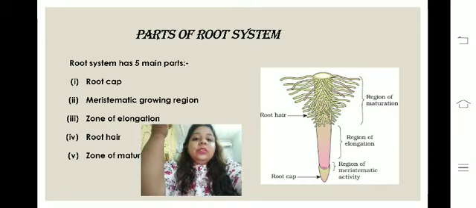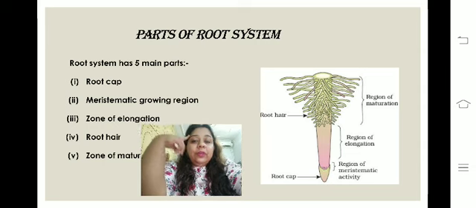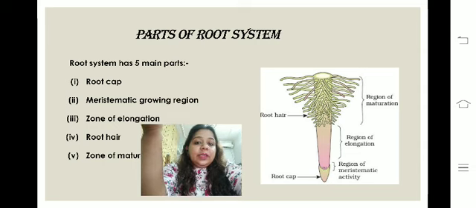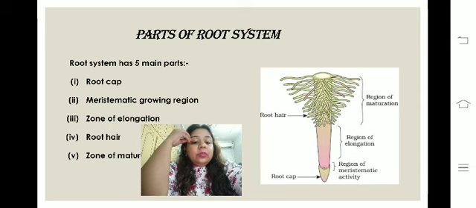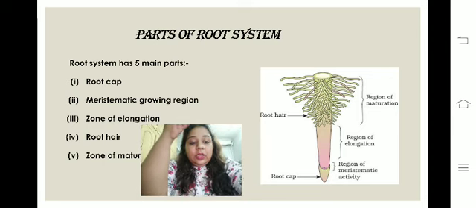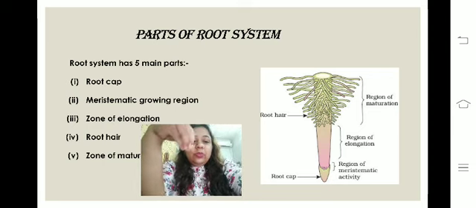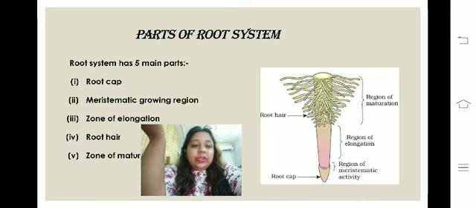Now the cells of this region have the power of division, as I said, and the cells go towards the main root and root cap. The new cells which keep on forming here are divided into the other parts of the roots and go to the root cap also for their activity.